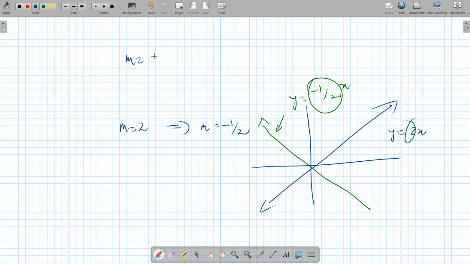If m is negative 1/8, what's going to be the slope for a line that's perpendicular to this? 8. 8, yeah. So that's how perpendicular lines are related.